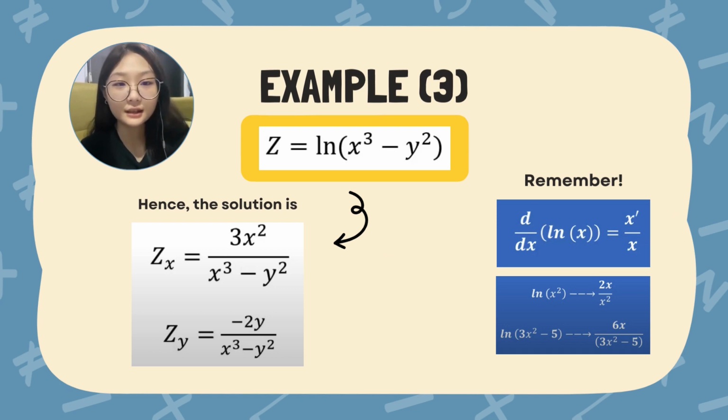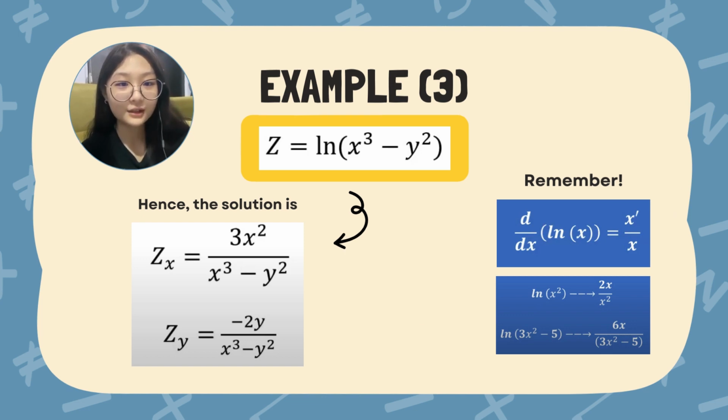And this is the last example, example 3, which is z equals ln of x cubed minus y squared. There are also a few formulas that you need to remember for the derivative of ln itself: if it's ln u, then it equals u prime over u, and there are also a few examples given below. So let's apply this to the question that we have.